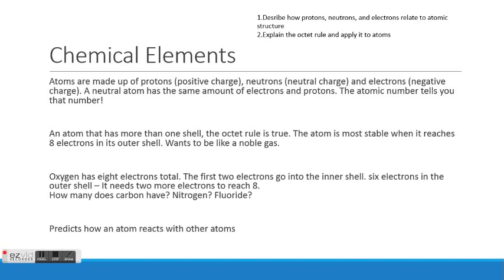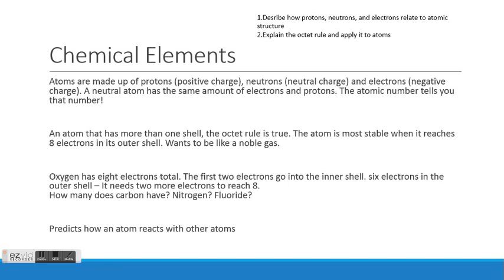An atom that has more than one shell, meaning it's something more than hydrogen and helium, has to follow something called the octet rule. So this octet rule is where an atom wants to make sure that it gets at least 8 electrons on the outermost shell. It wants to be like a noble gas. In chemistry, that wouldn't fly, saying it wants to be like a noble gas, but that's how we can think about it in biochemistry: these atoms want to be like helium, like neon. It's kind of like a nerd wanting to be like a popular child.